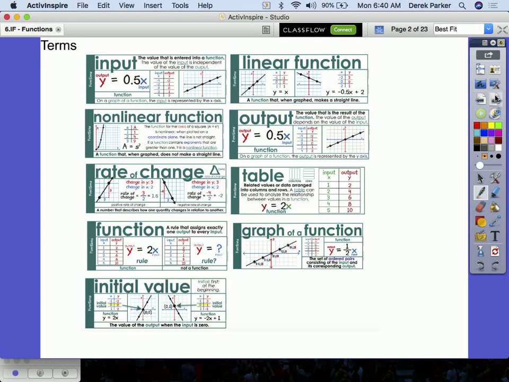Rate of change: a number that describes how one quantity changes in relation to another. You might also know this as another term, slope. Slope and rate of change are the same thing. A function is a rule that assigns exactly one output to every input. Graph of a function: the set of ordered pairs consisting of the input and its corresponding output. And then initial value: the value of the output when the input is 0, or what I like to call the y-intercept. Your initial value and y-intercept are exactly the same thing. It's where the graph is hitting the y-axis.